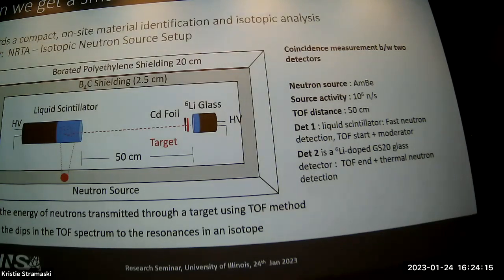And in this setup, the flight path is just 50 centimeters. So it's this small, you can put it on a table. You need more shielding for this kind of setup, but it's even more mobile and compact compared to the previous setup. And these sources are present in every lab, so you can build something like that in labs.